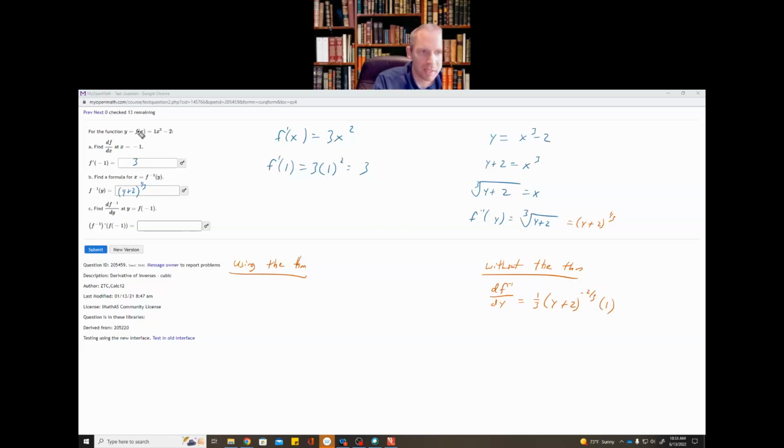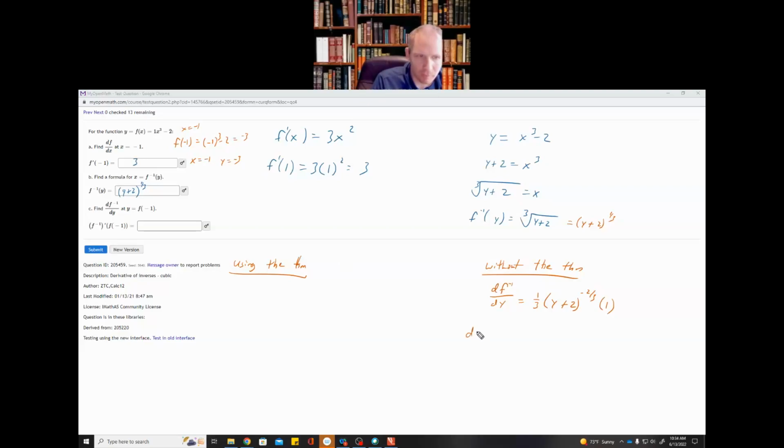Okay, if I plug negative 1 in for x, f of negative 1 is negative 1 cubed minus 2. Negative 1 cubed is negative 1, and minus 2 gives me a negative 3. So we have x equals negative 1 and y equals negative 3. For the inverse function, I want to plug in a y value. That's why they have f of negative 1. That gives me the y value, negative 3.